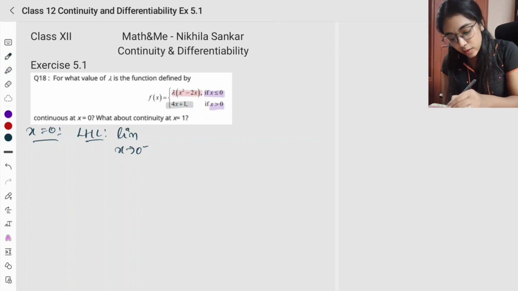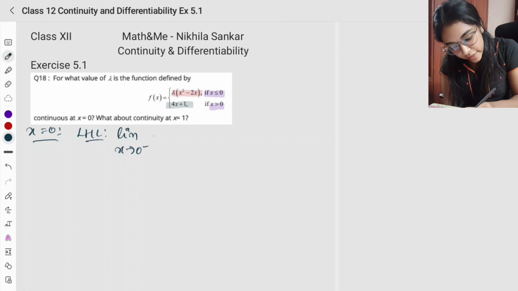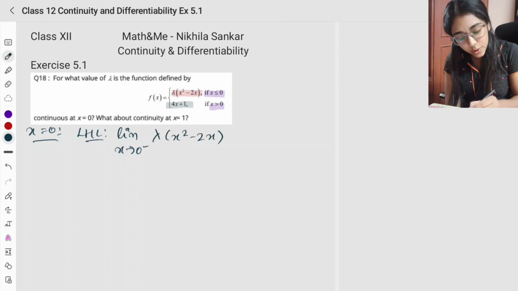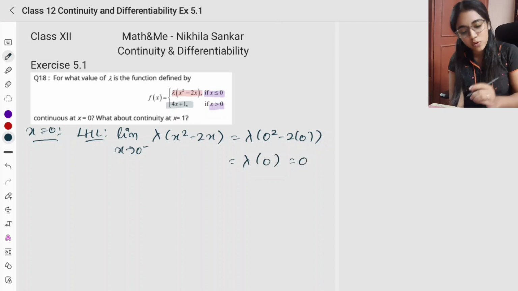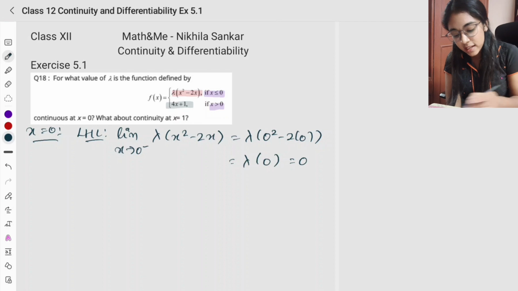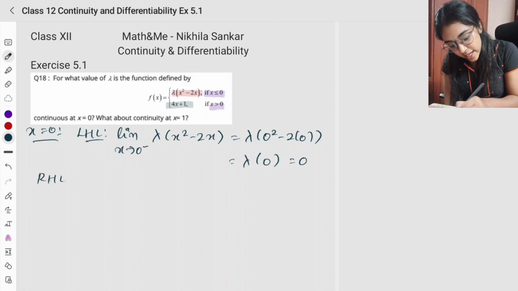Now what is the f of x? Lambda times x square minus 2x. When I substitute the value of 0 for x, what will I have? Lambda times 0 square minus 2 into 0. So I'll have lambda times 0, which is going to be 0. What has the left hand limit come to? It has come to 0. The lambda itself is lost. You see that? Okay.